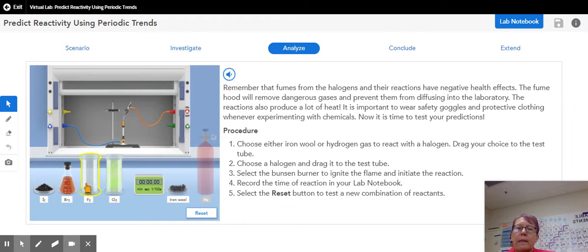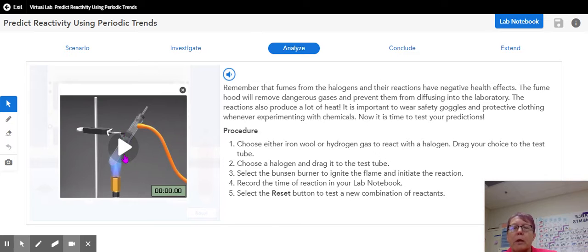And then we need to combine that. There are 4 different halogens: iodine, bromine, fluorine, chlorine. We want to add each of those one at a time. So let's do fluorine, because fluorine's the top one on the periodic table. I'm going to put fluorine up here. And then you have to turn on the Bunsen burner. It's going to give us a close-up view. What we want to do is figure out the time it takes. In this case, this is the steel wool and the fluorine. So let's see how quickly it reacts.